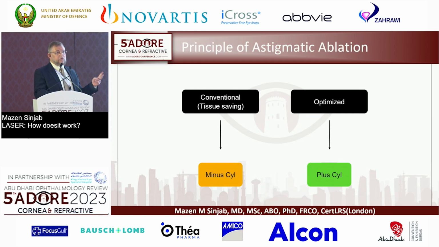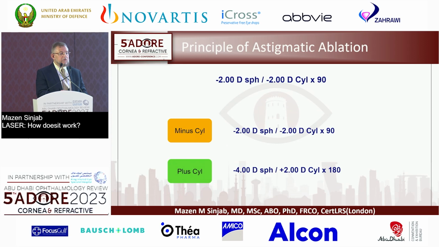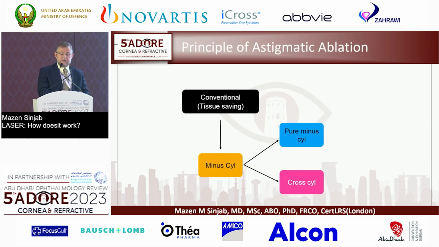So there are two types of profiles. The conventional one uses the minus cylinder, and the optimized modern technologies use the plus cylinder. So if we start with, for example, minus two cylinder at 90, the minus cylinder profile will use it as it is, while the plus cylinder will convert into the plus cylinder at the perpendicular axis. Even the minus cylinder has two subcategories, either to go for pure minus or to go for cross cylinder.